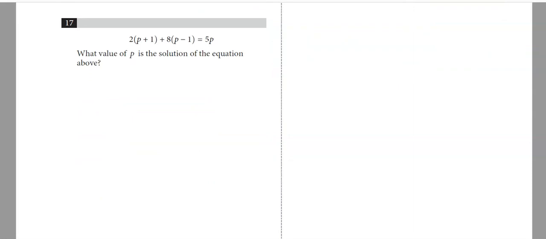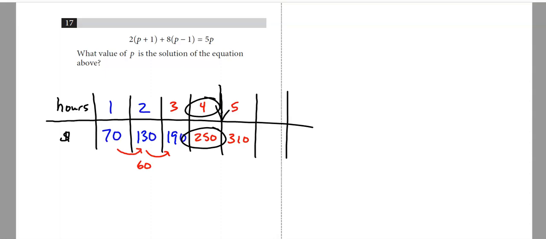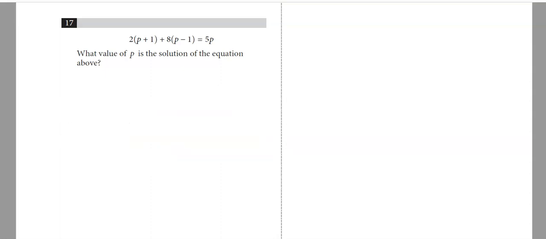Looks like we have: what is the value of p? So we're solving. This is a linear equation. There are no exponents. So let's just solve a linear equation. I see parentheses. We're going to distribute: 2p plus 2. Then I have 8p, and I've got to be careful with the minus. That's minus 8 equals 5p.